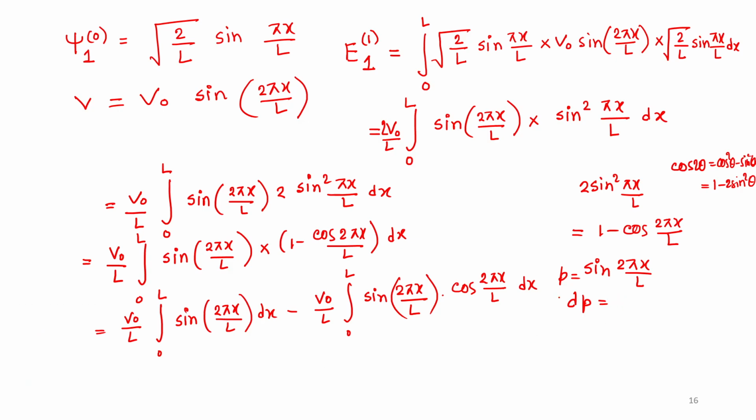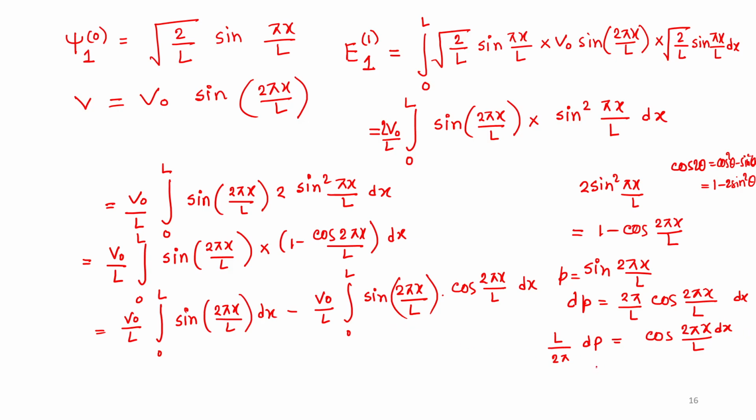So dP, for a differentiation case, is going to be 2 pi by L, sine is going to be cos 2 pi x by L. So L by 2 pi dP is cos 2 pi x by L, okay, and obviously dx.